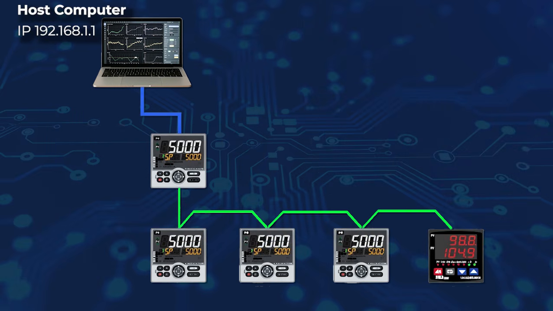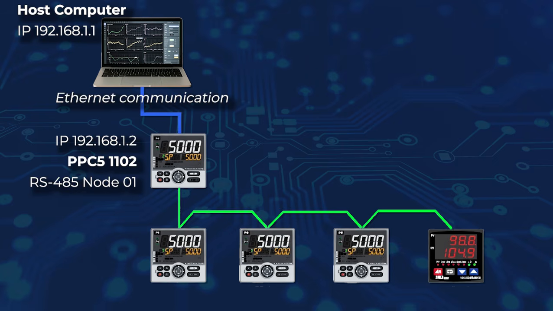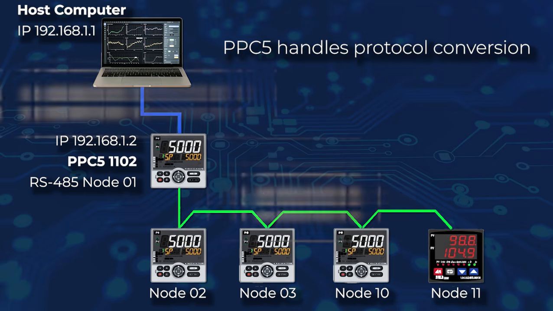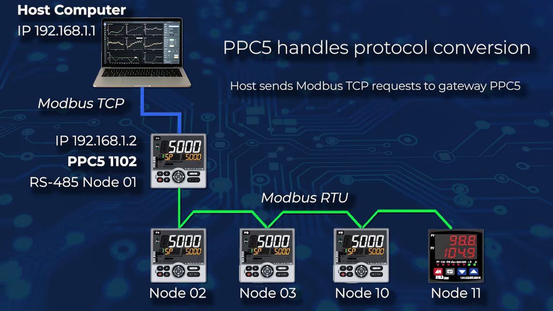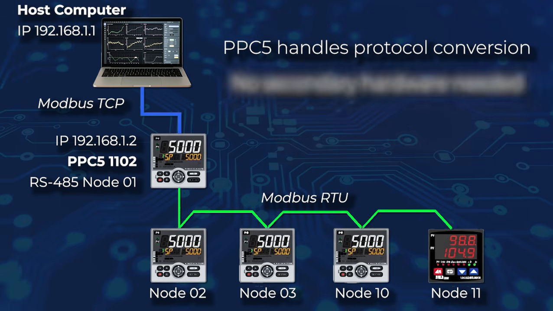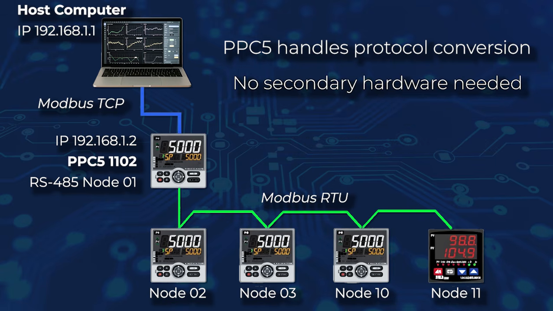A host computer, PLC, or other Modbus TCP master connects via Ethernet and can read from or write to up to 31 Modbus RTU compatible serial devices wired to the PPC5's RS-485 terminals. The PPC5 handles the conversion. Modbus TCP requests from the host are translated to Modbus RTU over RS-485, sent to the target device, and the responses are relayed back. Your host treats these serial devices as native Ethernet nodes, no extra hardware needed.